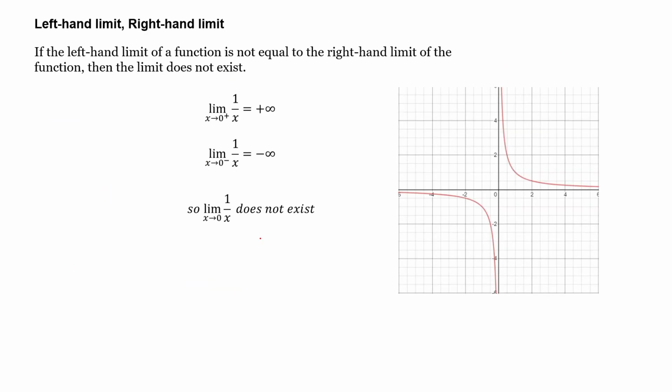And here we introduce some new terms, that is, left-hand limit and right-hand limit. It's pretty straightforward. As you can see in this function y equal to 1 over x, the right-hand limit is positive infinity, and the left-hand limit is negative infinity. And we say if the left-hand limit is not equal to the right-hand limit of a function, the limit of this function does not exist. So in this case, the right-hand limit and the left-hand limit both exist, but the limit as x approaches 0 of this function does not exist.